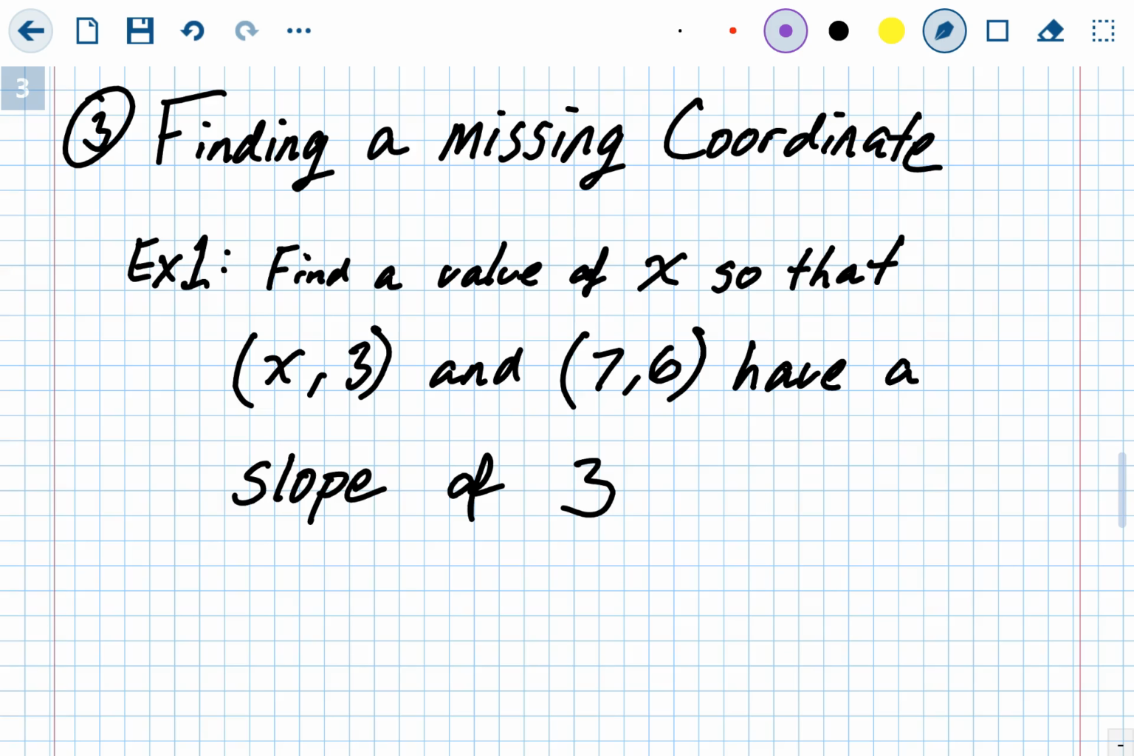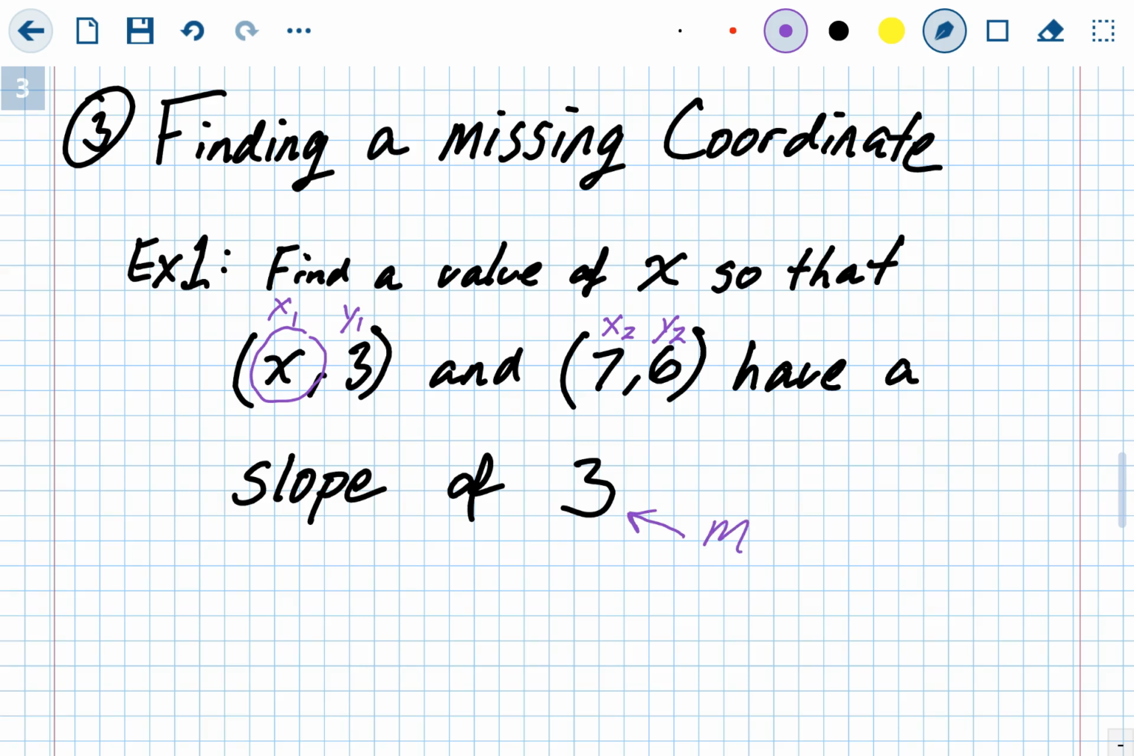Okay. So what's missing here is we don't know what that first x value is. Okay. We don't know this x value. So we don't know x1. We know y1 is 3. And we know x2 is 7, and we know y2 is 6. Okay. We also know the slope, which is m, is 3.